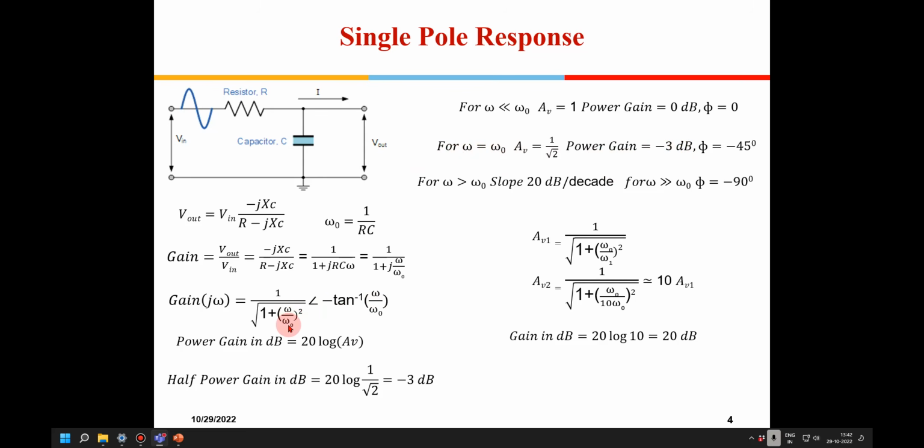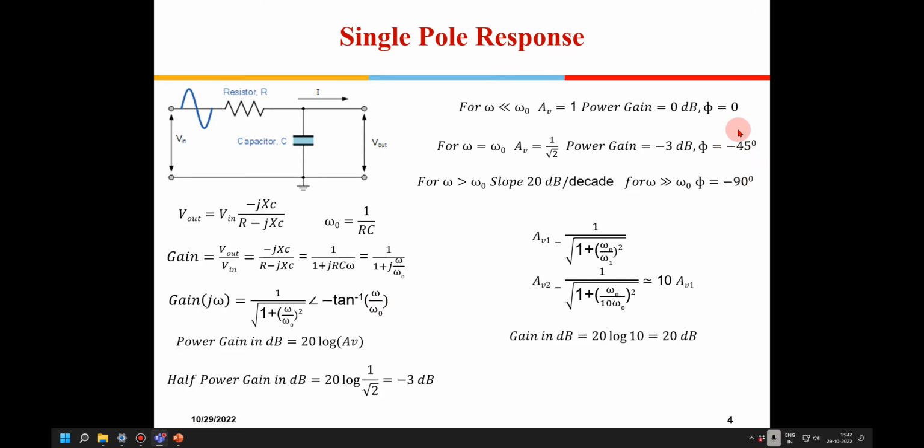Now for phase, if I put omega equal to omega 0, this will become minus tan inverse 1, which is 45 degrees, so minus 45 degrees.